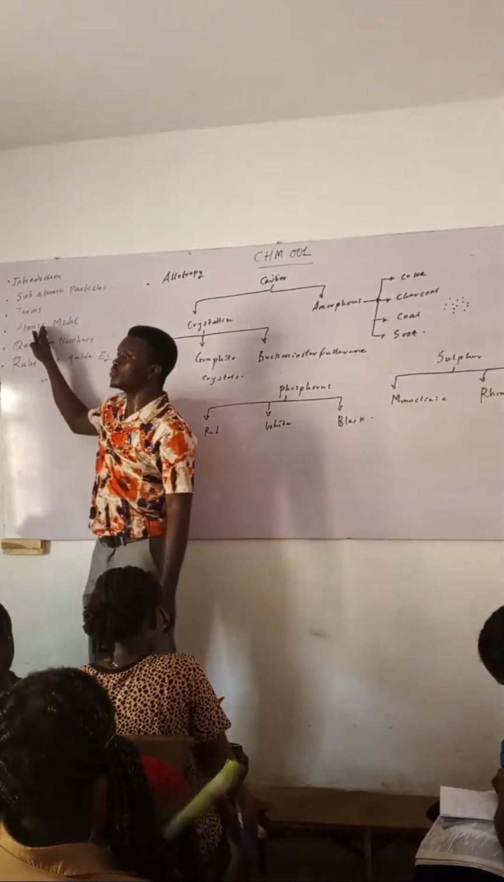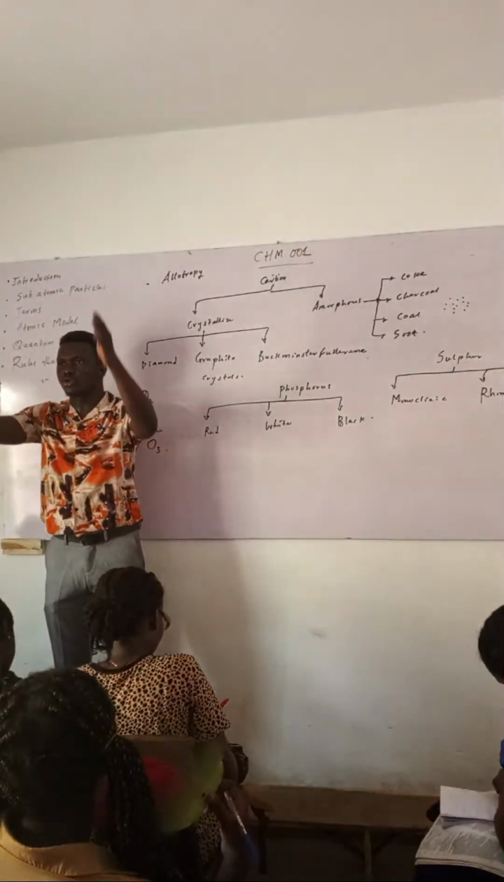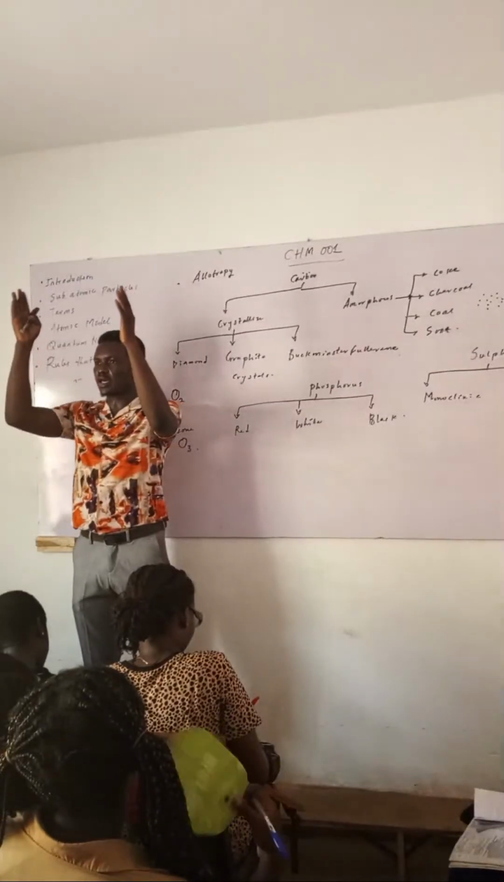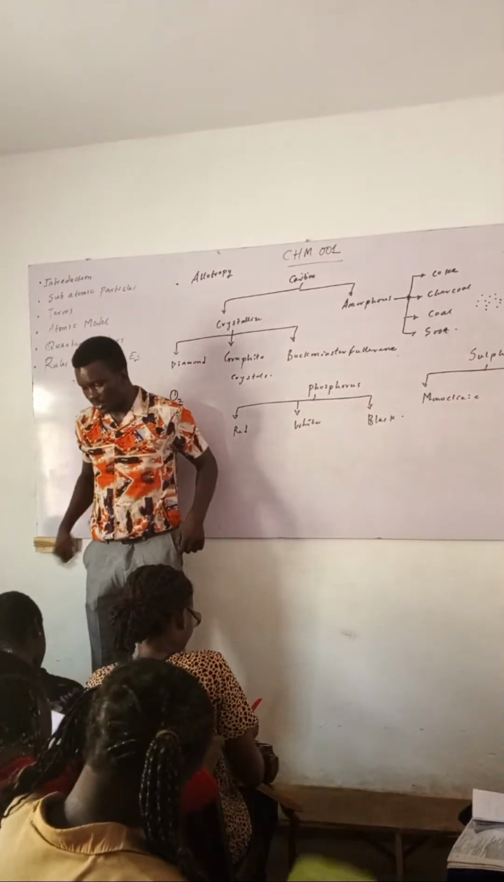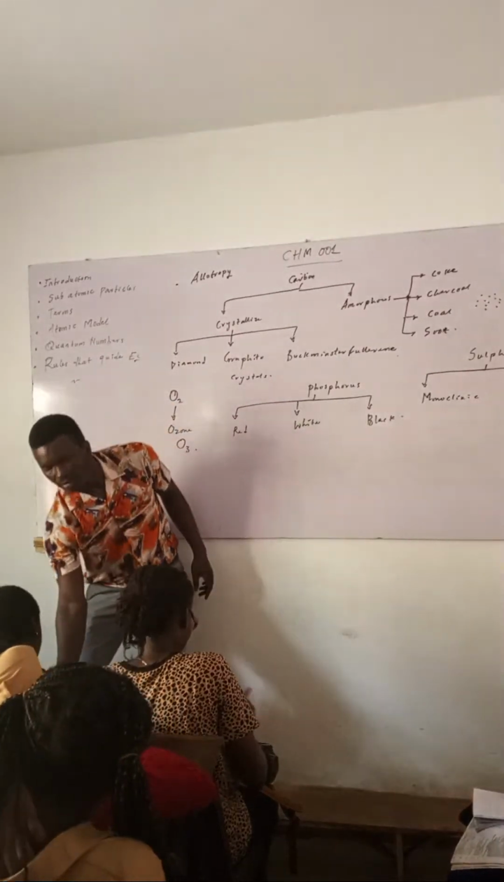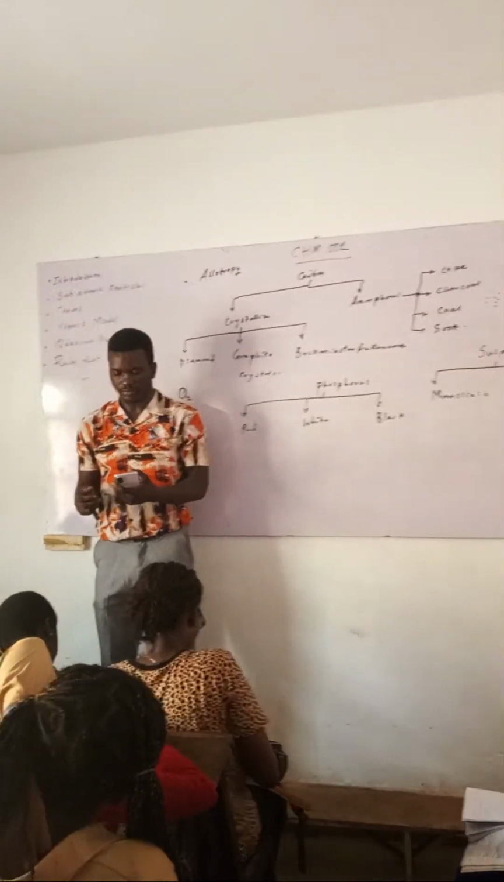For the atomic model, you just summarize all those scientists, the experiments done by those scientists, and their discoveries.